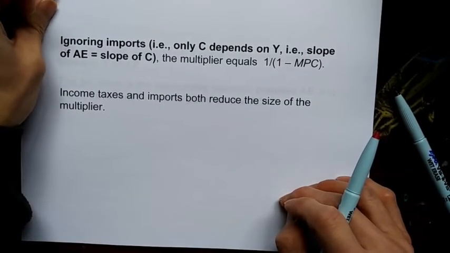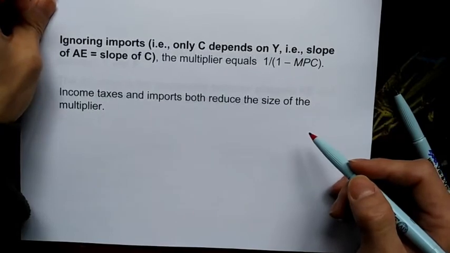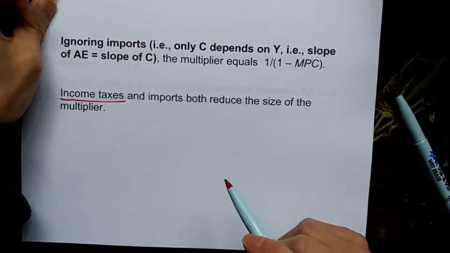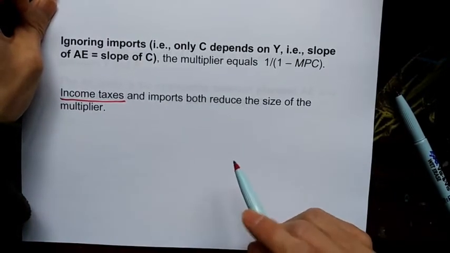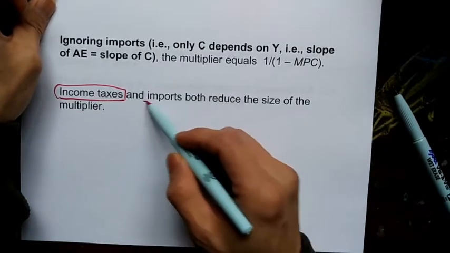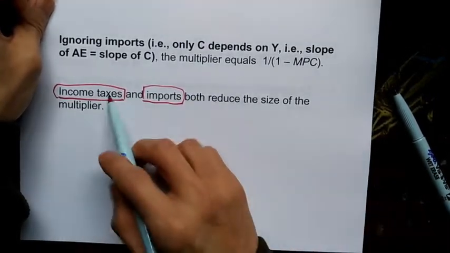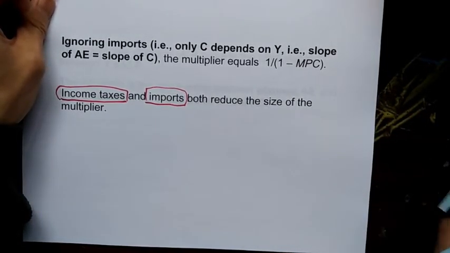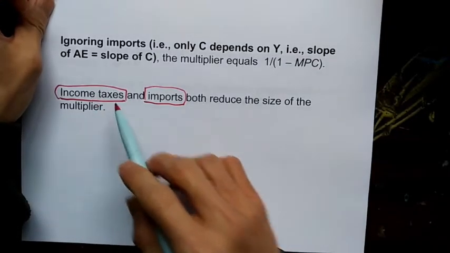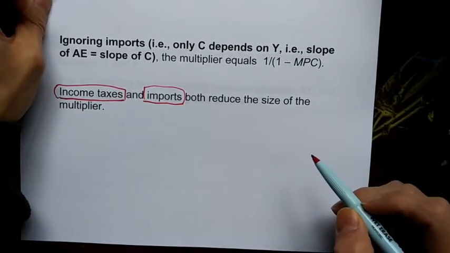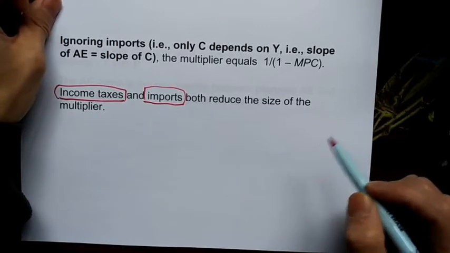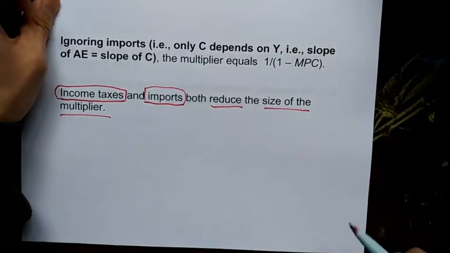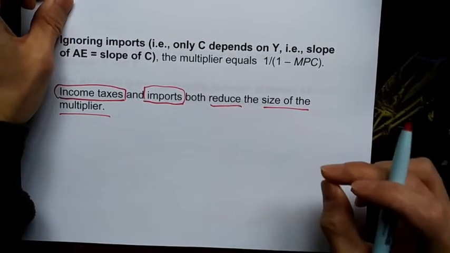But in the real world, we do have imports. And we ignored income tax in the past few slides, right? But in the real world, we do have income tax. We do have imports. We ignore these two because it's easier for us to do the analysis. Now, if we add income tax and imports back into the model, what will happen? Well, the answer is both income tax and imports will reduce the size of the multiplier. Why? Just use your intuition.